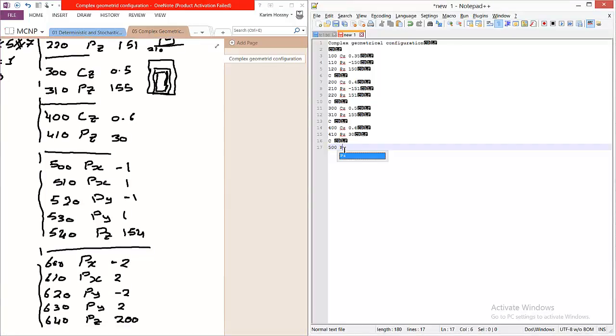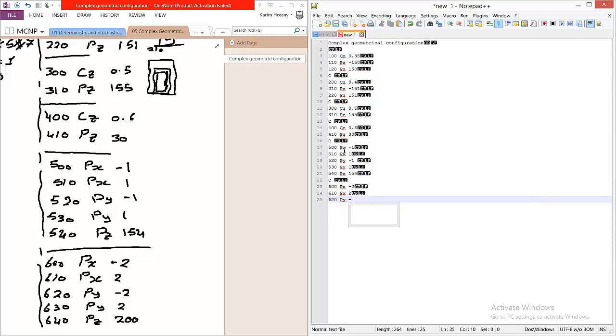After that, 500, PX negative 1. 510, PX 1. 520, PY negative 1. 530, PY 1. 540, PZ 154. 600, PX negative 2. 610, PX 2. 620, PY negative 2. 630, PY 2, and finally 640, PZ 200.